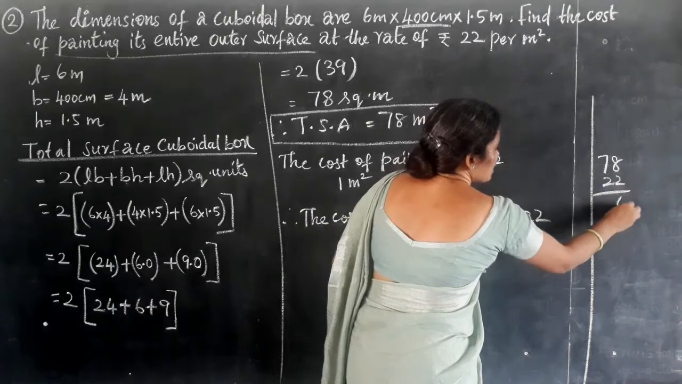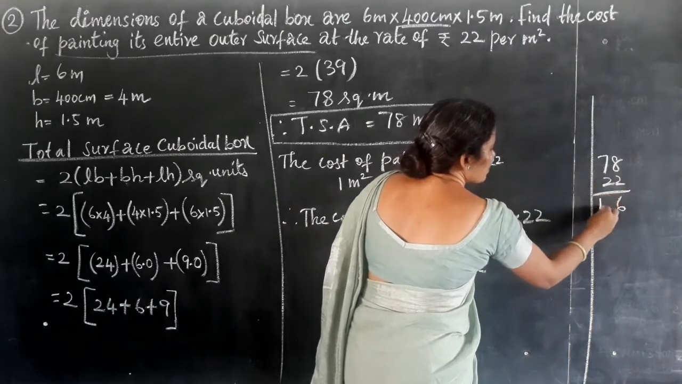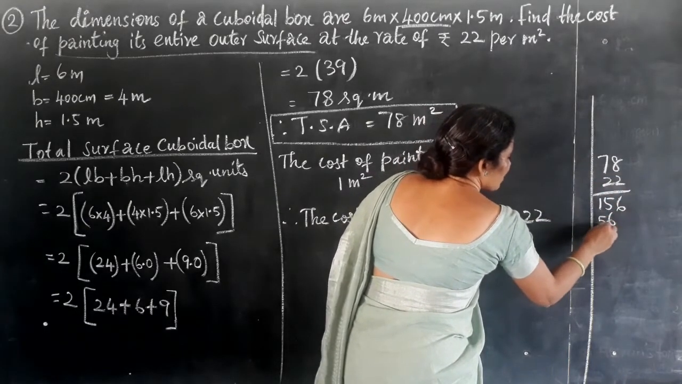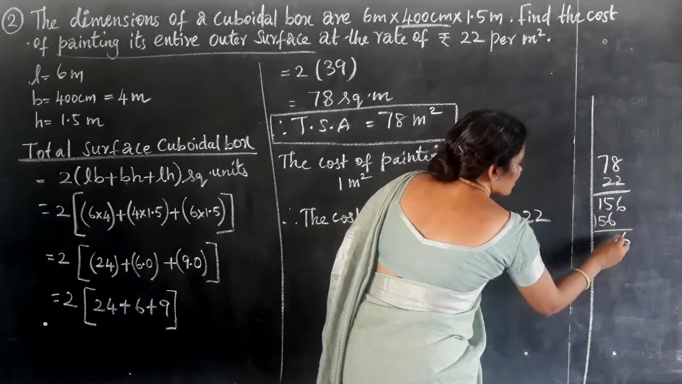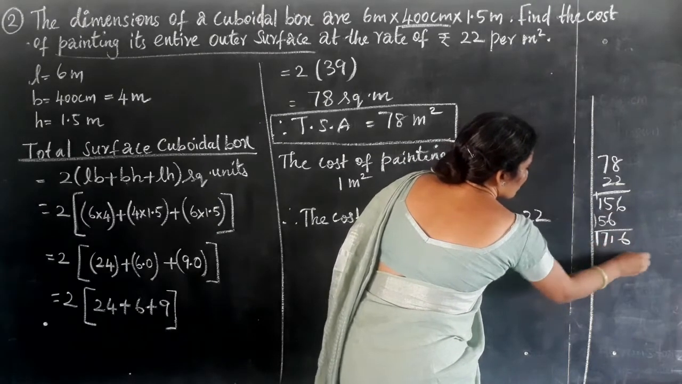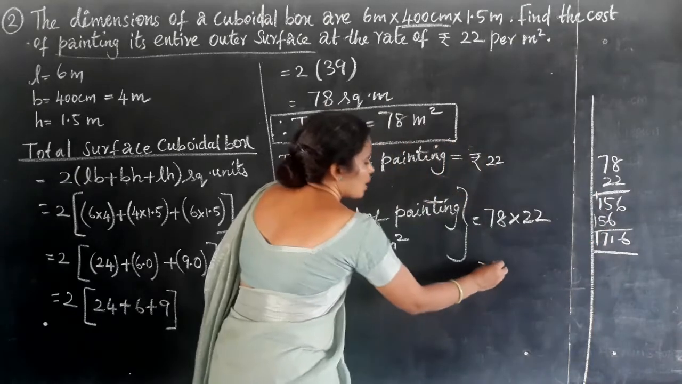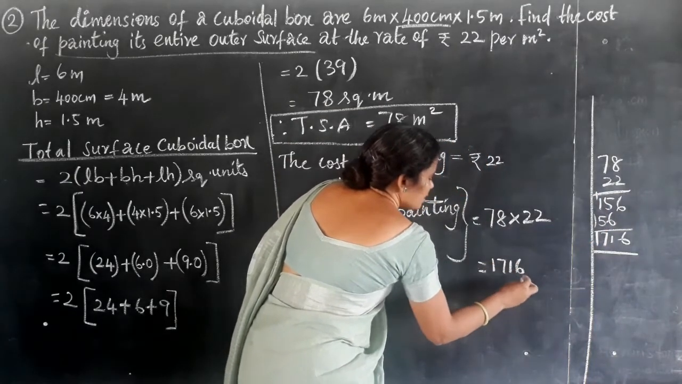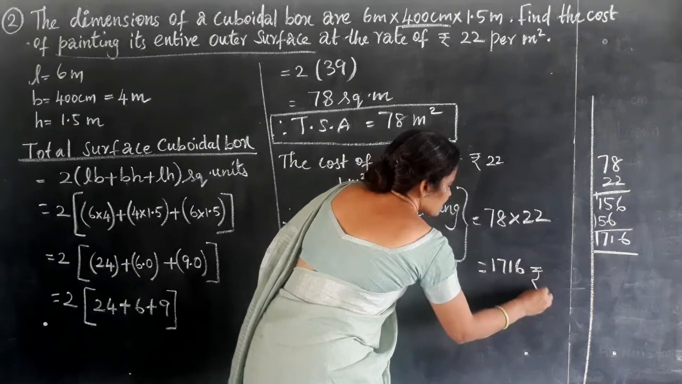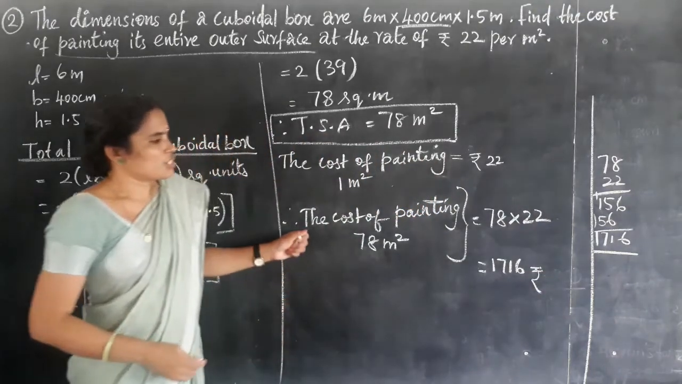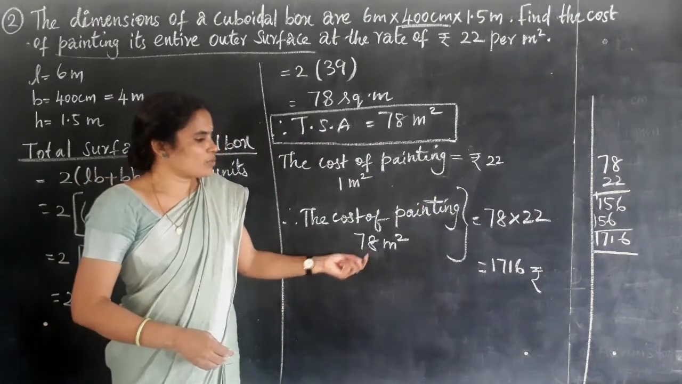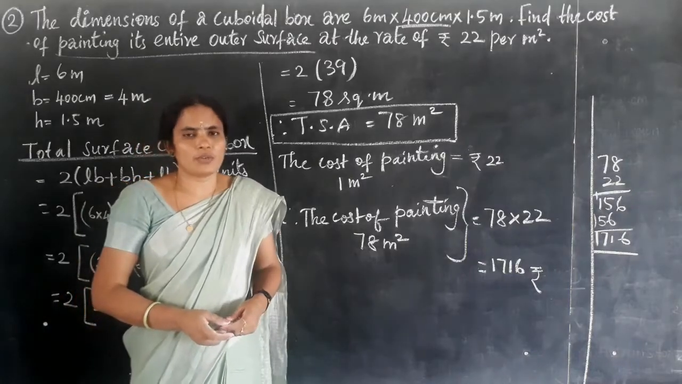8 2s are 16, 6 1s are 14 plus 1 15. So 6 5 1, 7 1. So 1716 rupees. The cost of painting 78 meter square is equal to 1716 rupees.